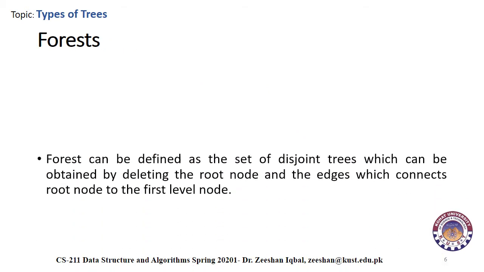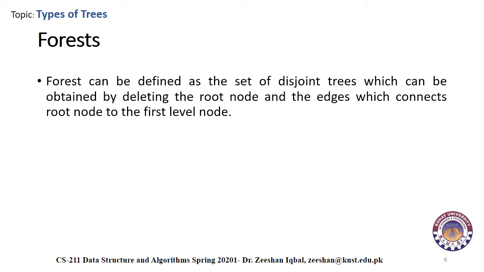A forest can be defined as an undirected graph in which any two vertices are connected by at most one path. A forest is also said to be an undirected acyclic graph all of whose connected components are trees. In other words, the graph consists of disjoint unions of trees. In simple words, a forest can be defined as a set of disjoint trees which can be obtained by deleting the root node and the edges which connect the root to the first level of nodes.